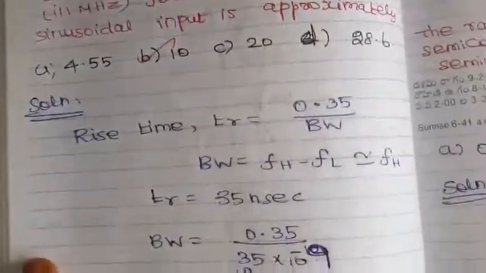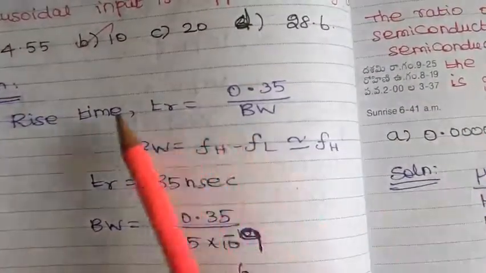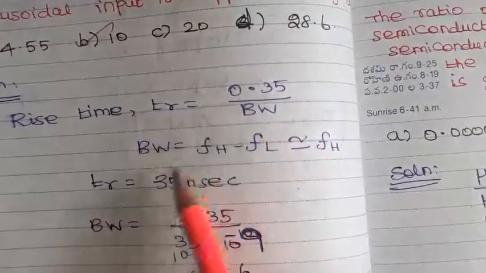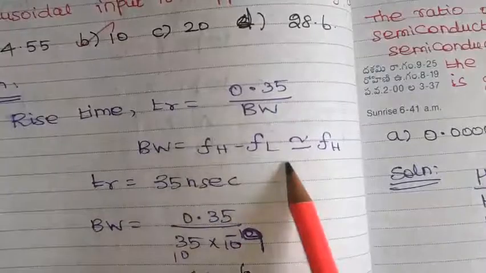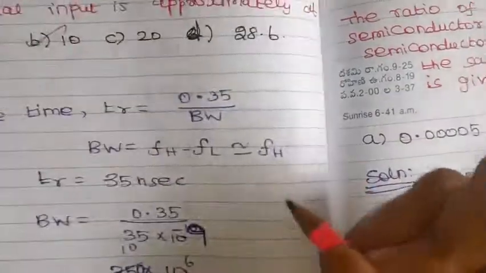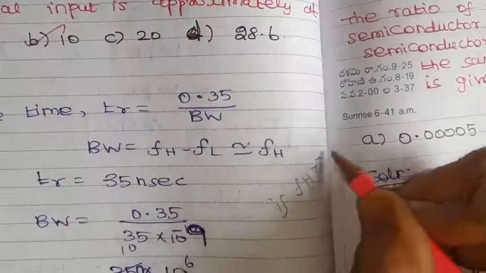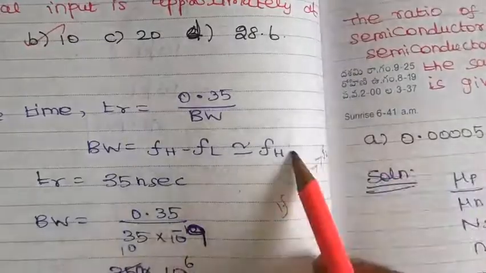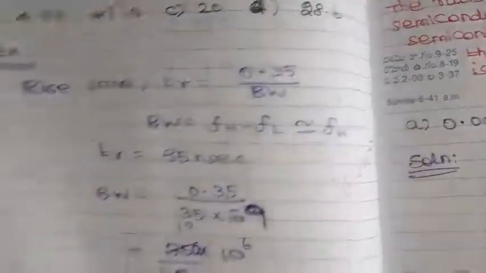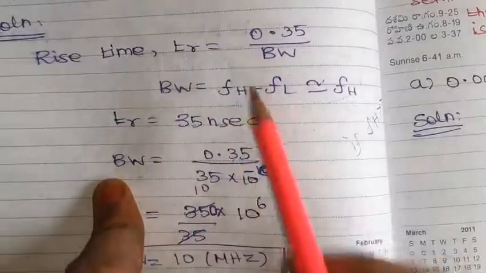What is the formula for rise time with bandwidth? Rise time T_R is equal to 0.35 divided by bandwidth. Bandwidth is the higher cutoff frequency minus the lower cutoff frequency, F_H minus F_L. If F_H is very much greater than F_L, bandwidth is approximately equal to the higher cutoff frequency itself. So bandwidth is equal to 0.35 divided by rise time.